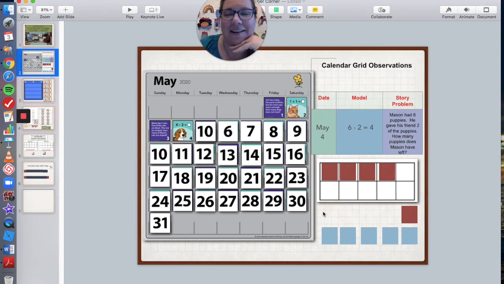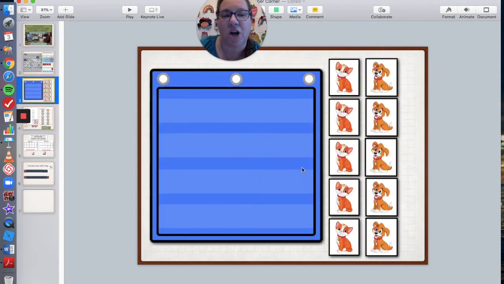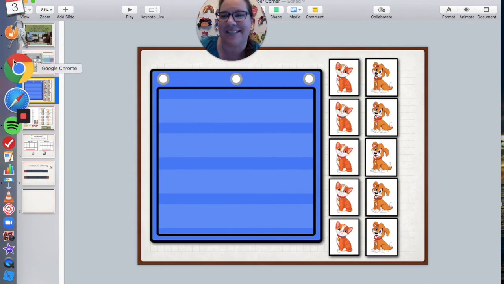So smart, kindergartners. Every day we're going to either make a model or write a story problem. Today we wrote a story problem. Miss Morris did it about Mason. I'm going to pick new friends every single day. All right, now let's look at our pocket chart. Oh my goodness, look at our pocket chart. It's cats and dogs. I told you we were going to do cats and dogs this month.